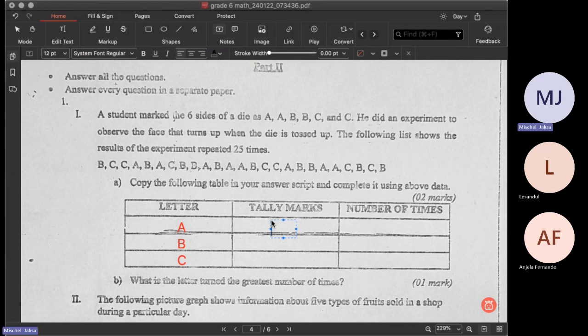How many times do we have A? We have 1, 2, 3, 4, 5, 6, 7, and 8.